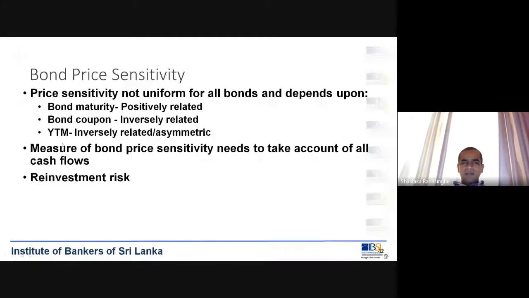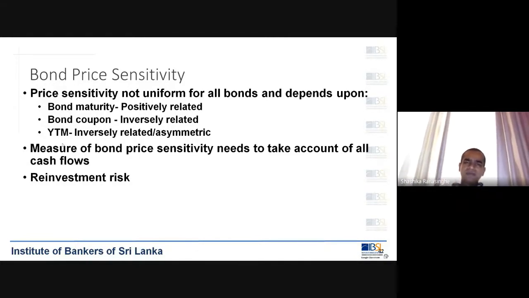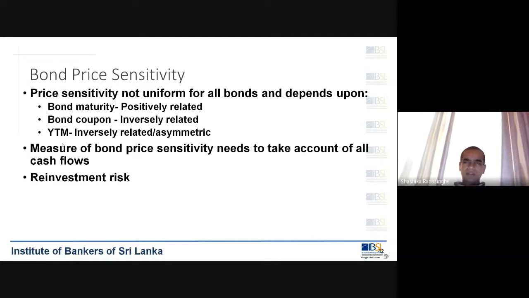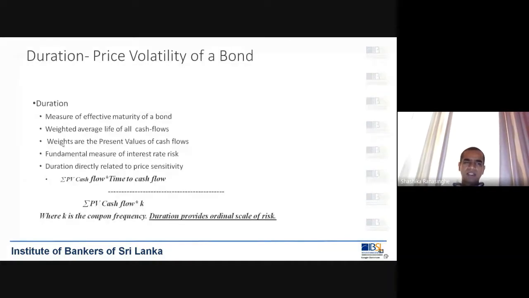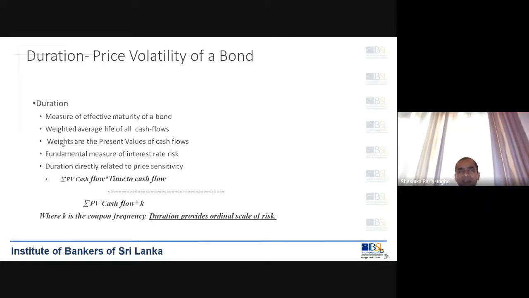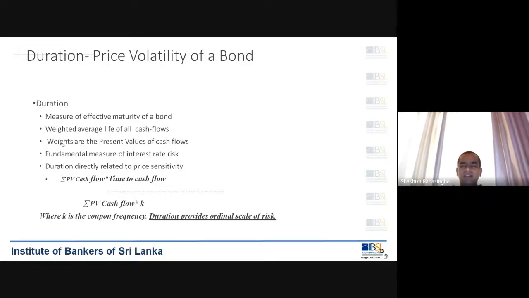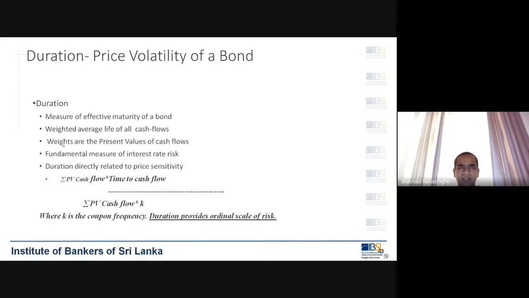A measure of bond price sensitivity needs to take account of all cash flows. That means you have to look at the entire cash flows of the bond, all the coupons and the maturity, and also reinvestment risk. Right. So duration measures the price volatility of a bond, meaning the interest rate sensitivity of a bond. Duration is a measure of effective maturity of a bond. Right. Effective maturity.